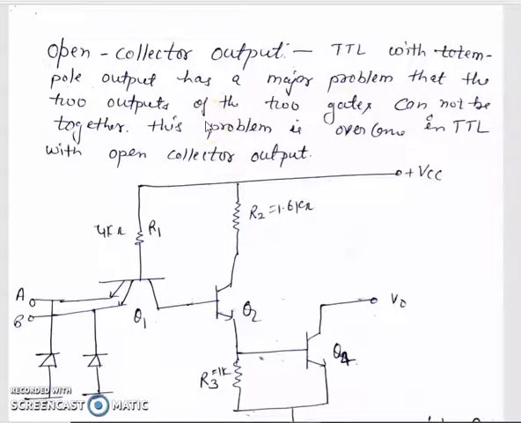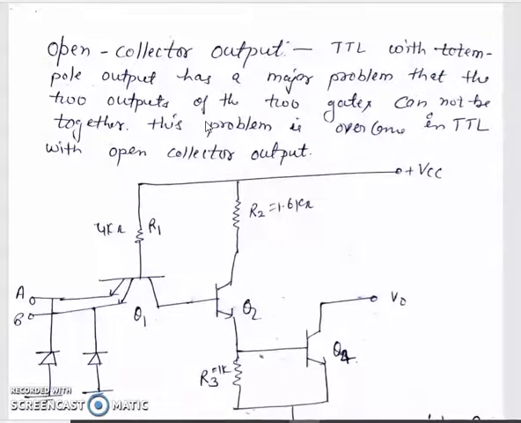Hello students, in this lecture we are familiar with the open collector output configuration of the TTL output section. TTL with totem pole output has a major problem: the outputs of two gates cannot be tied together. This problem is overcome in TTL with open collector output.